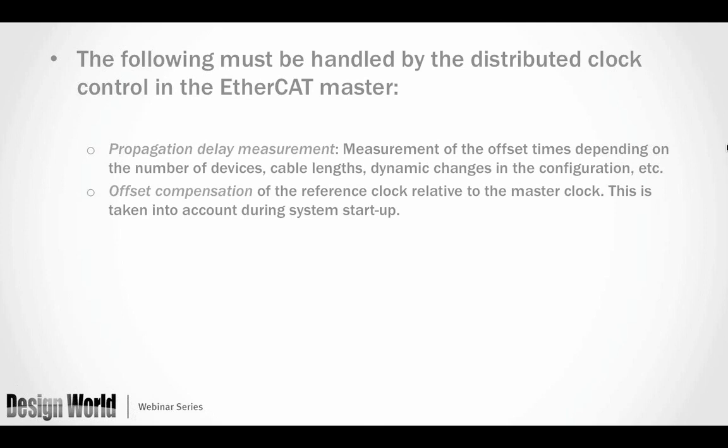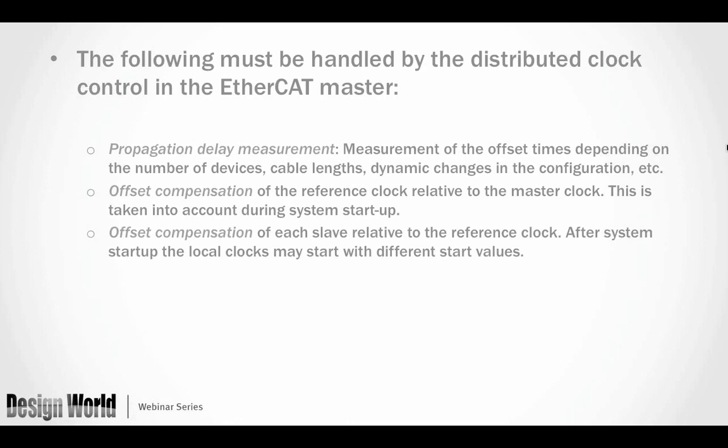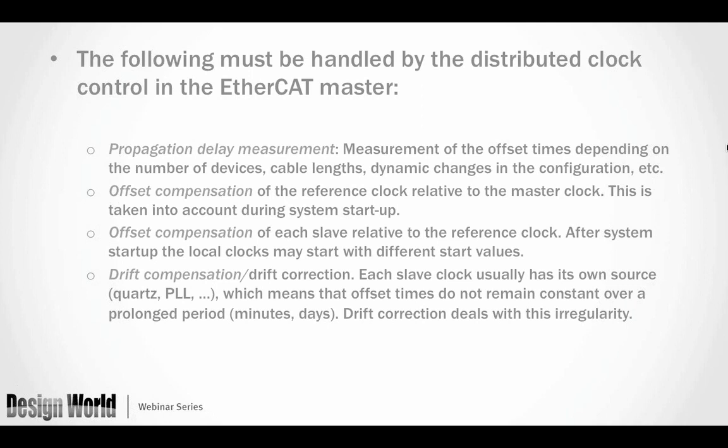Then we have to get the reference clock set to the real-time clock of the master clock in the controller or the PLC. And then we have to get all the slave clocks set to the same exact time of the reference clock. And once all those clocks are set to the same time, then we have to take care of any drift compensation, since each slave clock usually has its own oscillator, its own quartz or PLL. And even though it's a tight tolerance that we specify within the EtherCAT world of 25 parts per million, it's still possible that over a long period of time that drift will occur. So we have to take care of this.